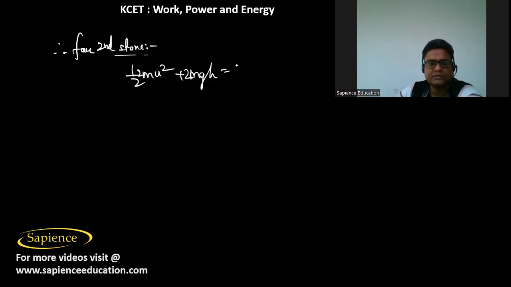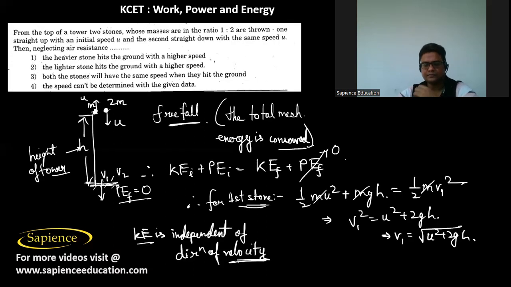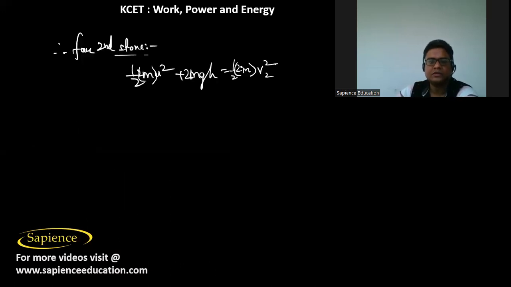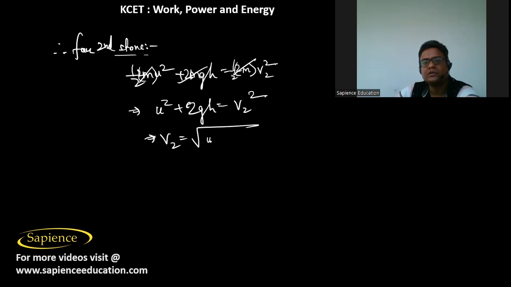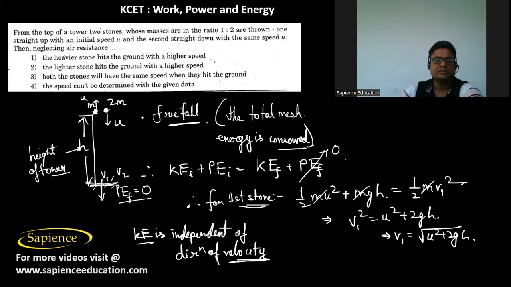And the final kinetic energy will be half into 2m into v2 square, sorry. So then from here also 2m and 2m will cancel out. So from here also we can say u square plus 2gh will be equal to v2 square. So similarly v2 also will come u square plus 2gh. So here we can see that v1 and v2 are coming same. It means that both the stones will have the same speed when they hit the ground. So option 3 is the correct answer.